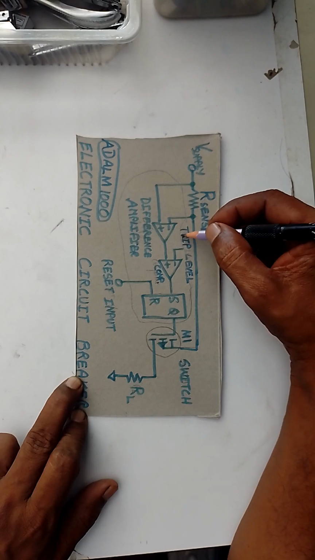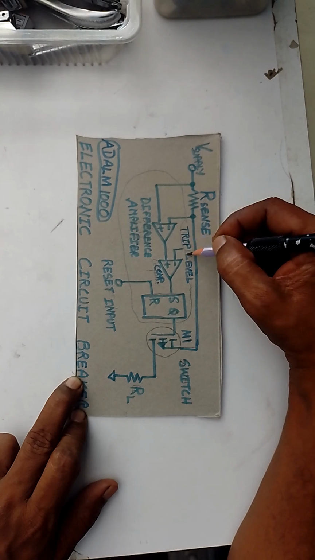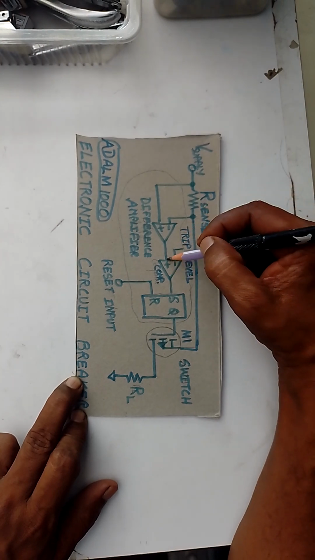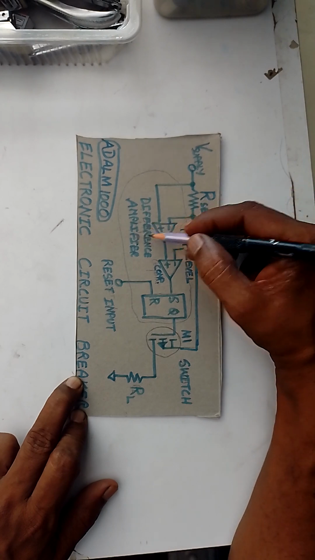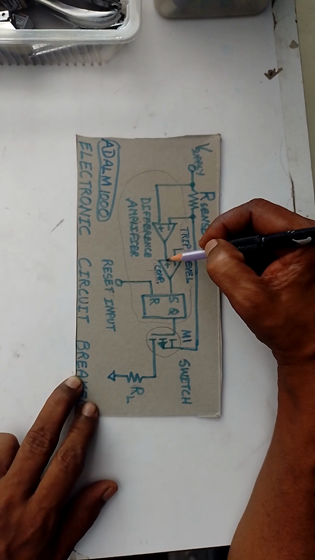You can set the trip level by using a potential divider or a resistive network. You can set the trip level to the inverting input of the comparator. The output of the difference amplifier is given to the non-inverting input of the comparator.